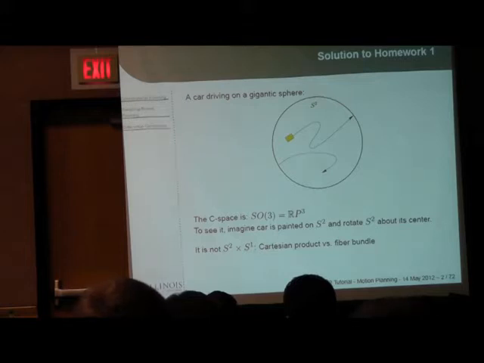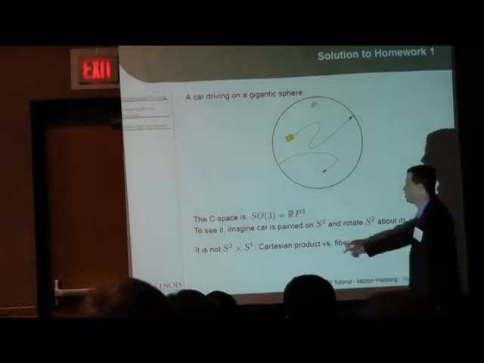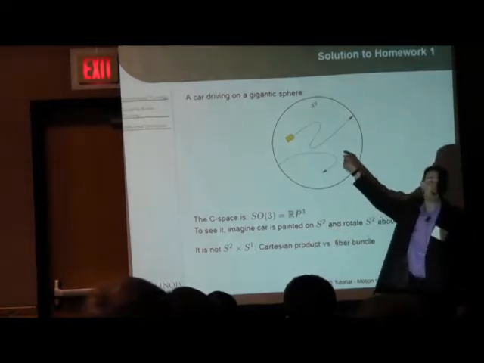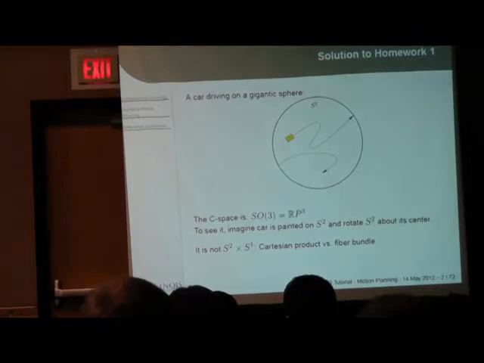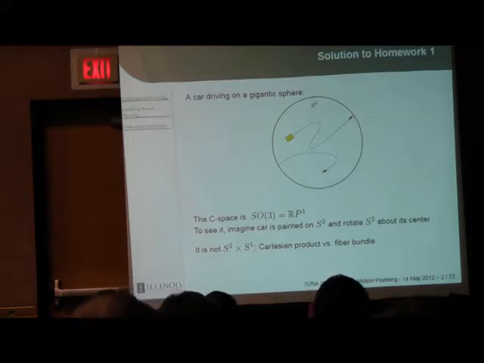The most commonly guessed wrong answer is S2 cross S1, because it looks like I can pick a point on the sphere, that's S2, and then I can pick an orientation, that's S1. That would be the case if you could construct SO3 as a Cartesian product of S2 cross S1. You can't. It's actually something more general called a fiber bundle. So it locally looks like a Cartesian product, but when you glue it all together, it's not. Just like I could make a Mobius band look locally like R2, but when you glue it all together, it's not. There's a twist.